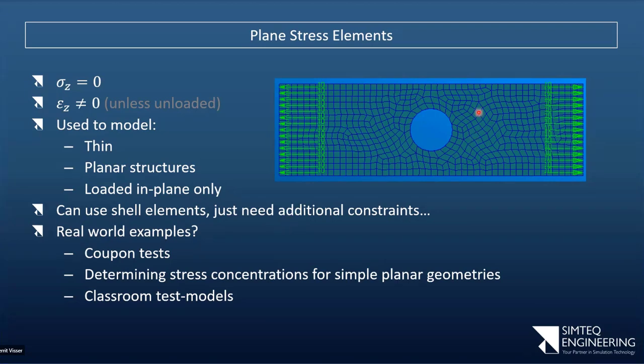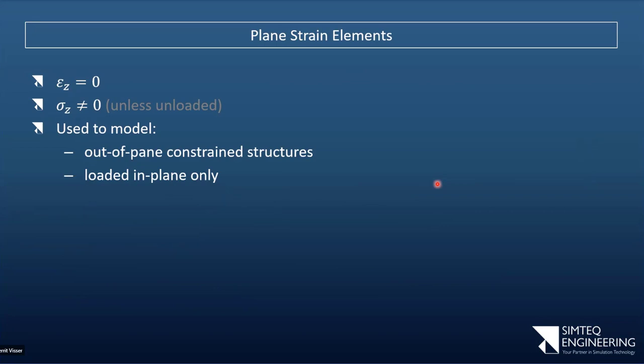Okay, in terms of the real world, when do you use this element? If I do a coupon test, let's say something similar to a thin plate that you want to do a necking test on, like this model here, stress concentrations. What we often see is in classroom test models. It's very easy and convenient to do an exercise on something like this. But again, in terms of the real world, we seldom see this kind of a structure as the full model.